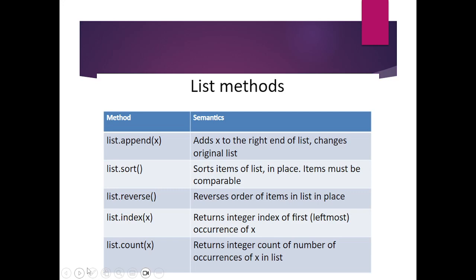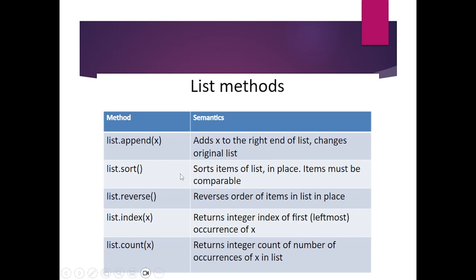Next, we have the list methods. So what are the list methods? We have list.append(x). Here x is our variable. It adds x to the right end of the list and changes the original list. So once we append, we add it on the right side, the right end.